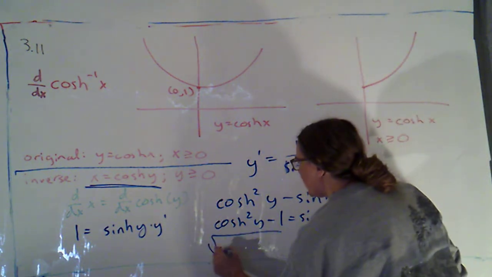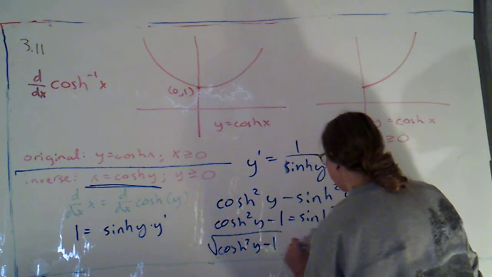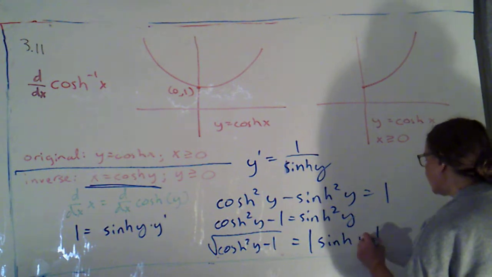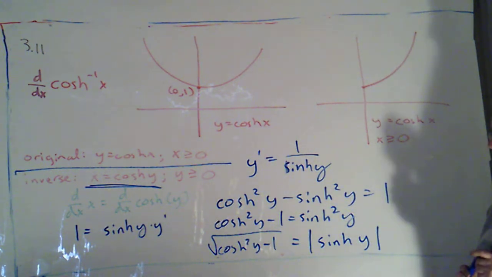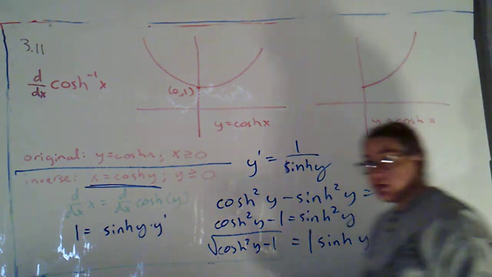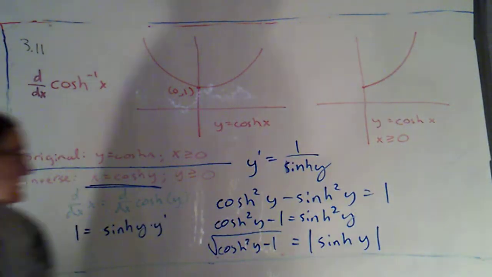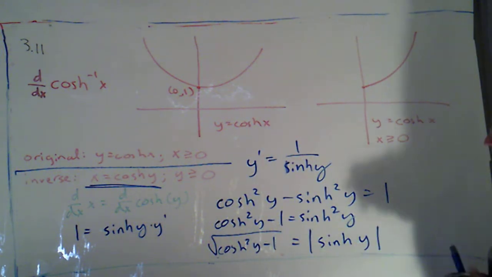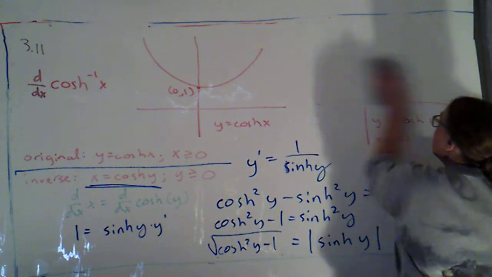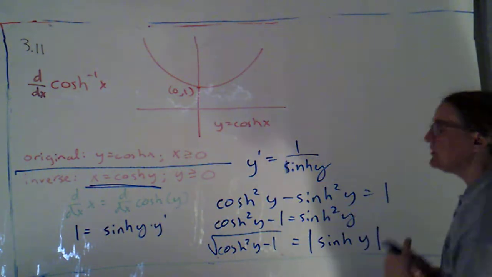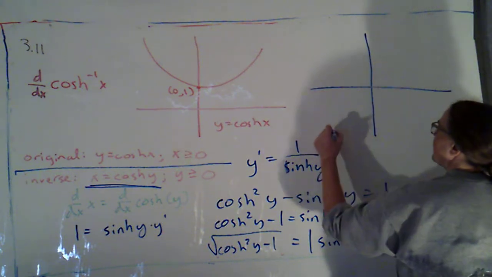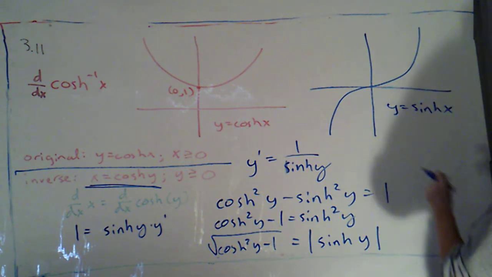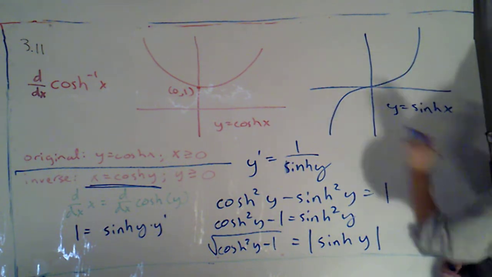So the square root of cosh squared y minus 1 is equal to the square root of sinh squared, which is the absolute value of sinh. So sinh is going to be either plus or minus this square root, but I'd like to know which one. In order to see that, I want to take a look at the graph of sinh. If you remember, sinh looked kind of like this. Its graph was entirely in quadrants 1 and 3.